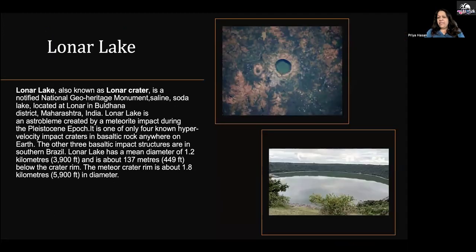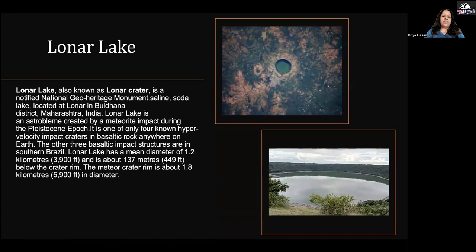Now, we also have a similar example in India. I don't know whether you've heard about it. It's called the Lonar crater. There's a lake over there, which is the obvious thing that happens. Look at the picture here. You can see a beautifully round lake. And this is in Maharashtra.